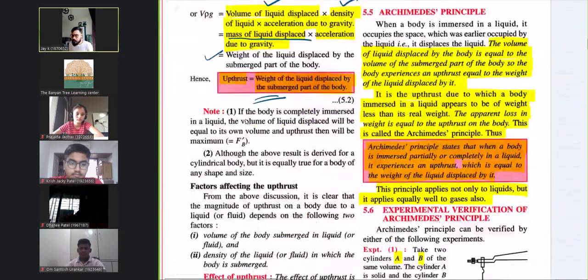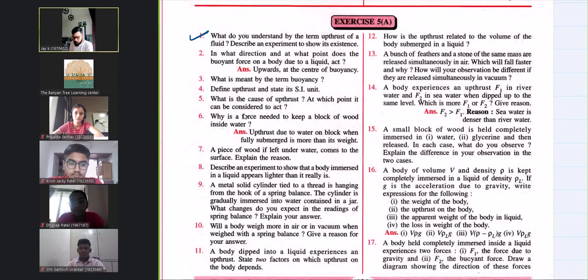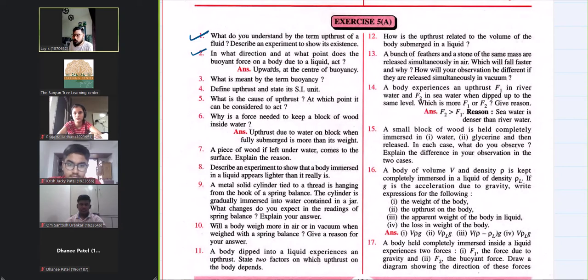Okay, so I think the answer to the first question was obtained satisfactorily. You can now easily write the answer to the first question. Okay, second question, the answer is given over here. Still I will discuss with you. In what direction and at what point does the buoyant force act on a body due to a liquid? Okay, so we know that upthrust or buoyant force acts on a body in the upward direction at the center of buoyancy.